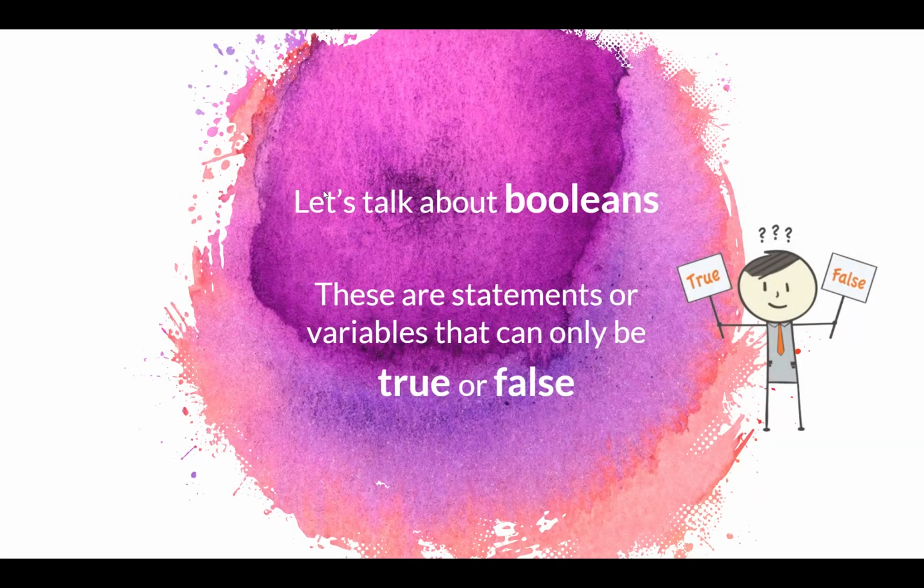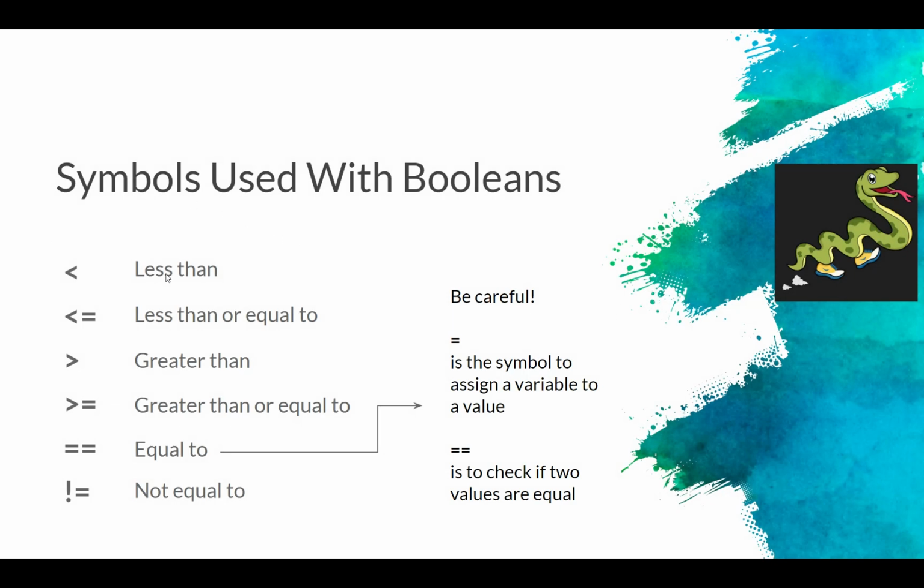Alright. So we're going to be talking about booleans today. This is basically a statement that is either true or it's false. It's also a variable. So this might look a little confusing, but we use all these symbols with booleans. So first is less than, greater than.